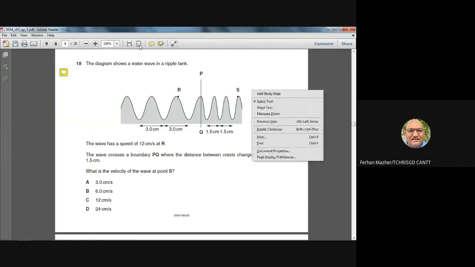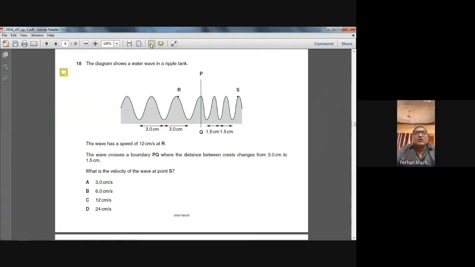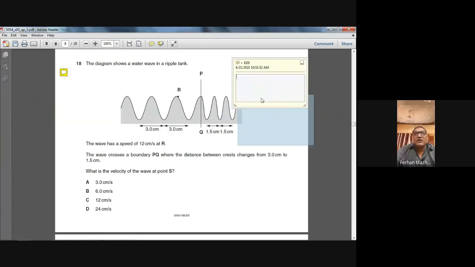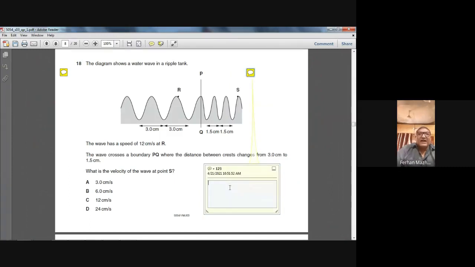So now on this side, you know, when the water wave comes to this side, the frequency will not change. So I want to find out the velocity on this side. That will be frequency multiplied by wavelength. So the frequency will be the same.